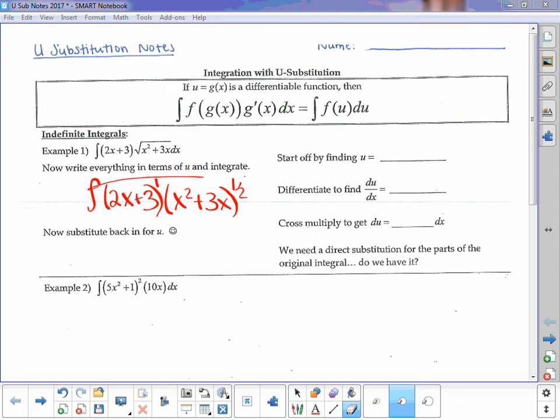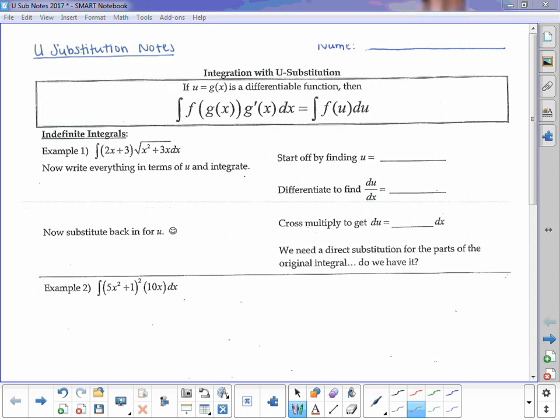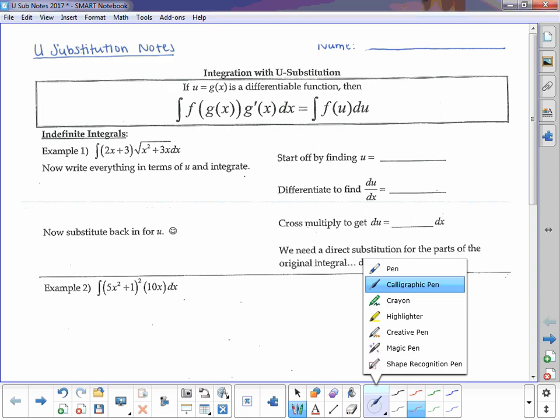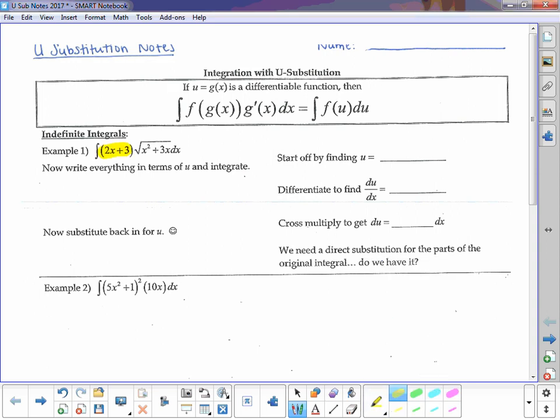So what we're looking at today is U substitution, which is an integration technique that allows us to integrate problems like this. We talked about this a little bit during Stinger. We can see that in this first example, we have this piece, the 2x plus 3, and then we also have this piece, square root of x squared plus 3x. And this piece, the square root of x squared plus 3x, that's a composition of functions, right? It's a function inside another function.